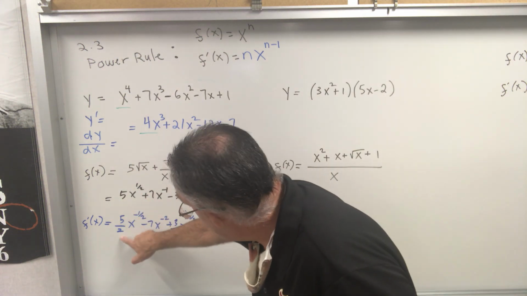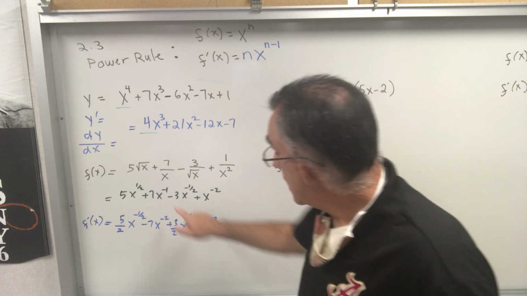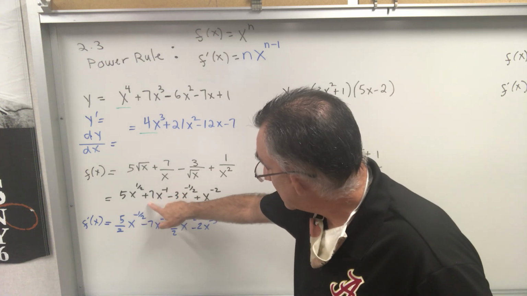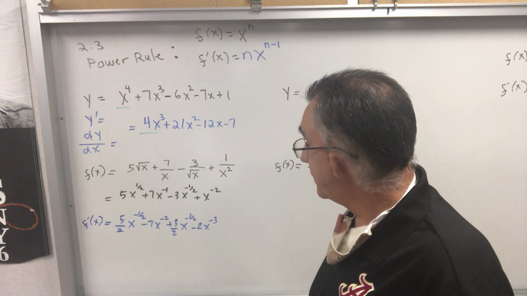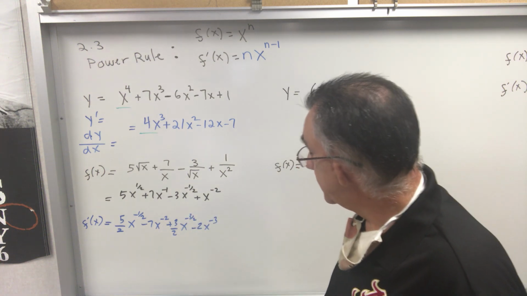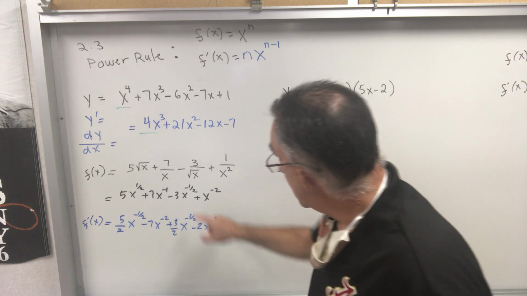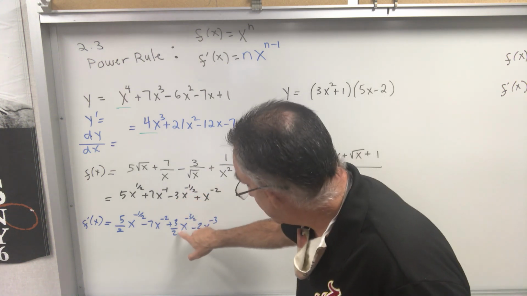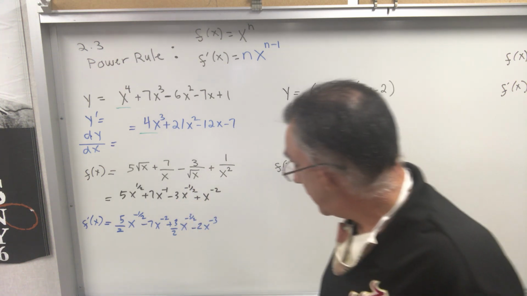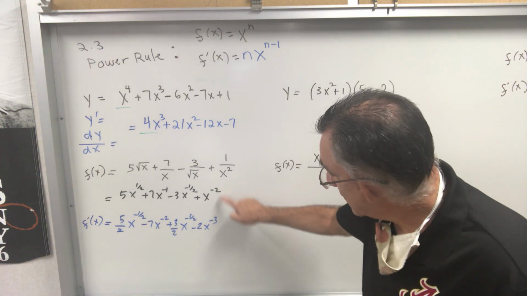Half times 5 is 5 halves. Subtract the power. Bring the negative down. Negative 1 times 7 is negative 7. Subtract the power. Bring the negative down. A negative times a negative is a positive. 3 times a half is 3 halves. Subtract the power. Bring the negative 2 down and subtract the power.